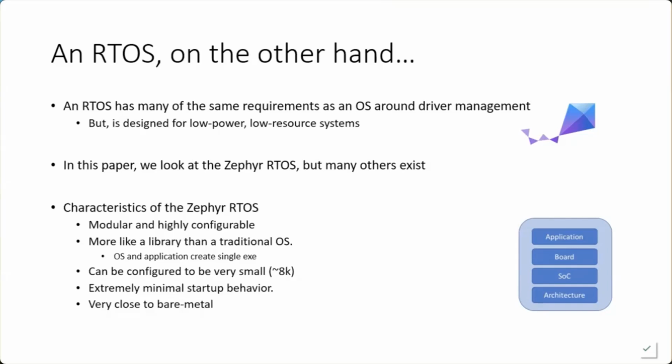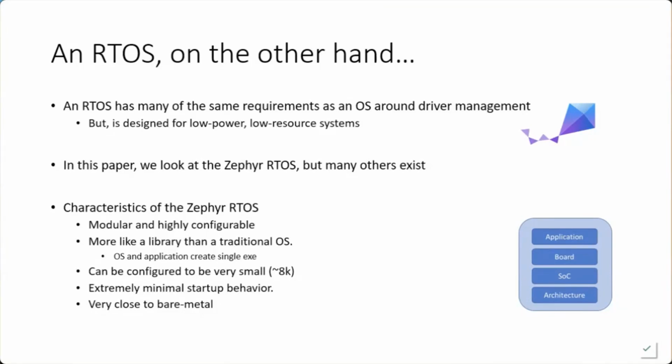So in this paper, we look at the Zephyr RTOS, which is an open source RTOS maintained by a consortium of, frankly, volunteers, as well as some companies in the industry. It's really targeted at IoT, Internet of Things type applications, which are very small footprint for memory, often very low power. So the Zephyr OS is a little bit different than what you might think of as an OS.